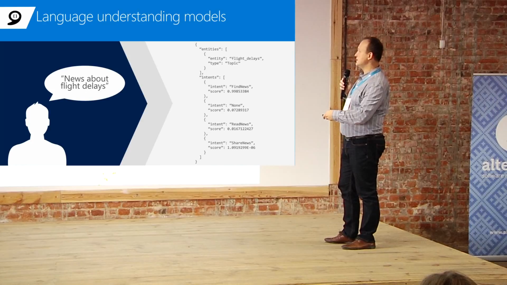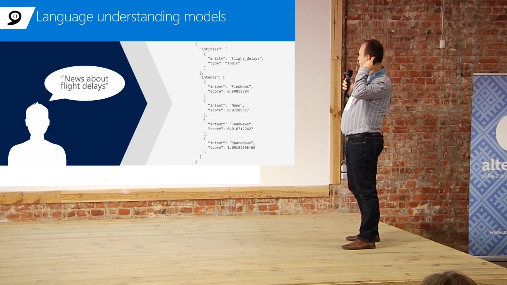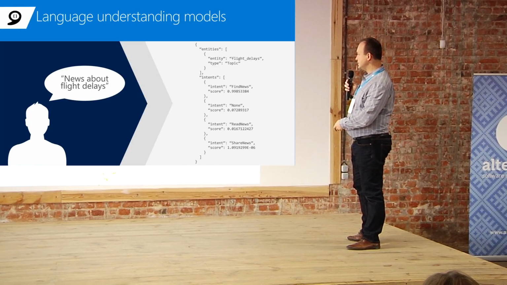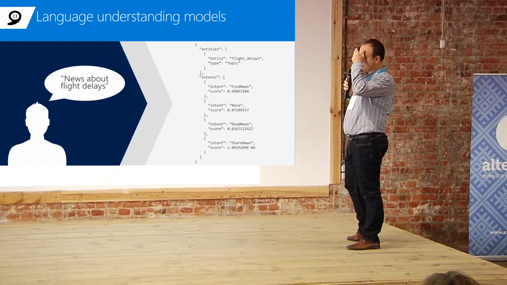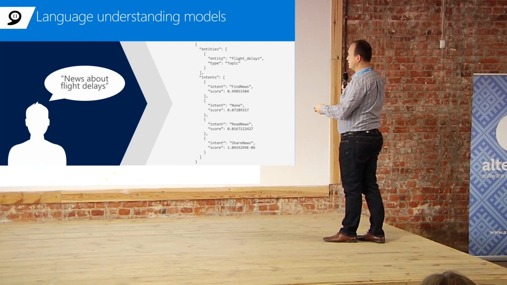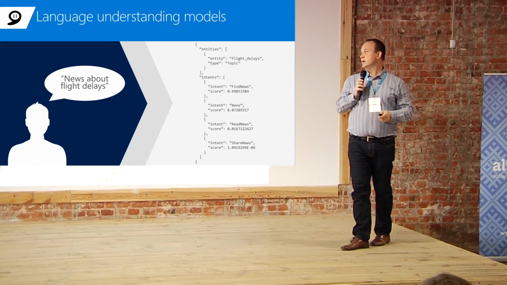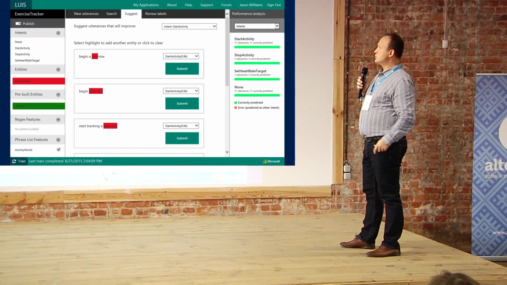So the most likely one is find news. News about flight delays is basically recognized as find news. So it has a score of 99%. There are also some other intents like read news, share news, so that's basically also scored, and obviously the one that has scored the best will be applied in this case.